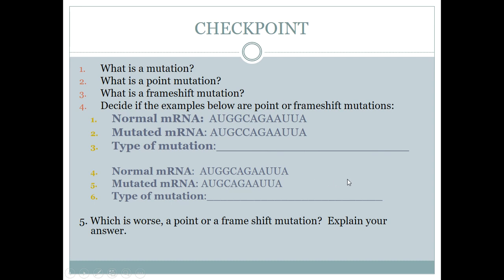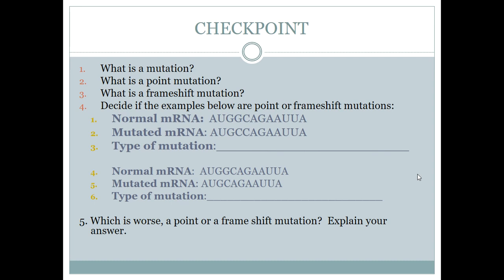Number five asks, which is worse, a point or a frameshift mutation? So we know that a frameshift mutation is significantly worse. As seen in the examples, it will completely shift those codons, which will completely change every amino acid coded for after that. At least with a point mutation, all the other amino acids are still the same. Only one amino acid may possibly change. It's a possibility. With a frameshift, it is a guarantee that multiple amino acids will definitely be changed.